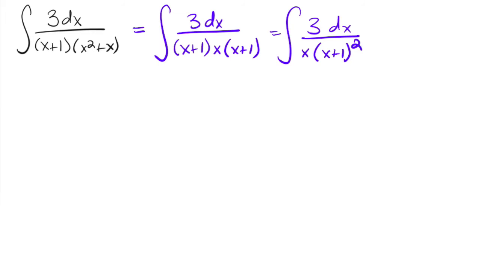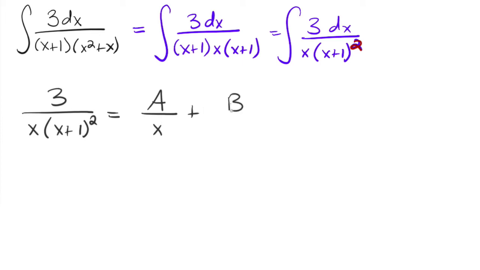Okay, now in this case, notice how we have a repeated factor, x plus 1. And so that means that when we do the partial fraction decomposition, we're going to have A over x plus B over x plus 1 plus C over (x plus 1) squared.